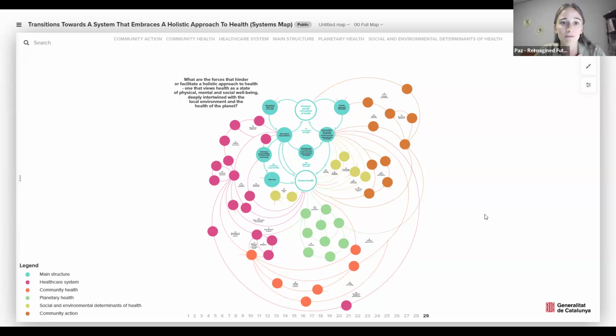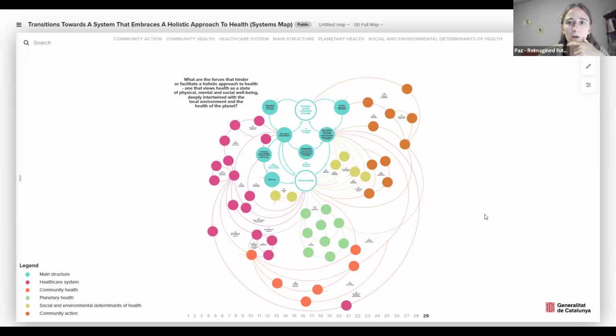Again, our role is, we're not experts in the system. I've learned everything about health creating this systems map. I have no idea. I don't come from the healthcare or the health field. So we are the facilitators and the creators of the systems map together with GenCat.